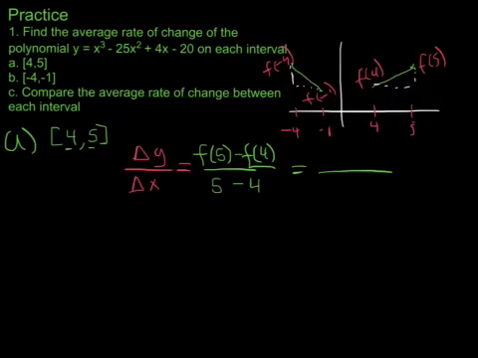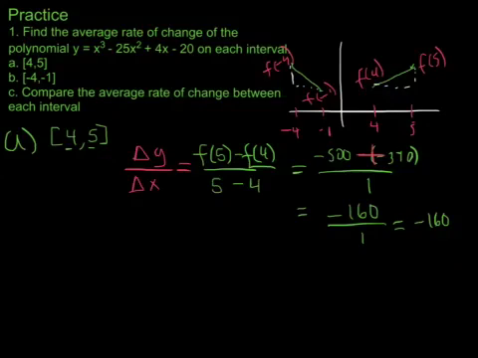Alright, hopefully you found that f of 5 is going to be negative 500. We're going to subtract, and f of 4 was negative 340. And of course this is all over 1. When I compute that, negative 500, and then the negative times the negative makes this a positive. So we have a negative 500 plus 340. We're going to end up with a negative 160, all over 1. And that's simple. That's going to be negative 160.